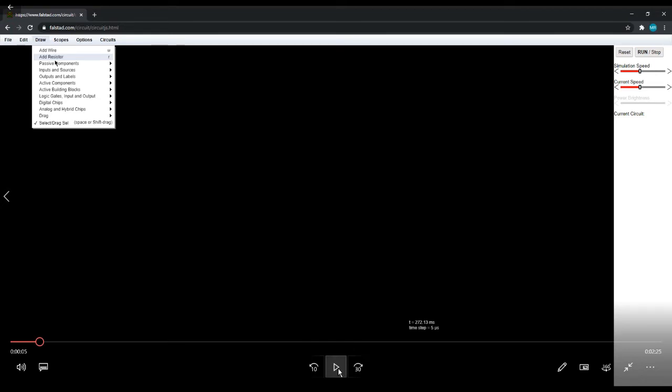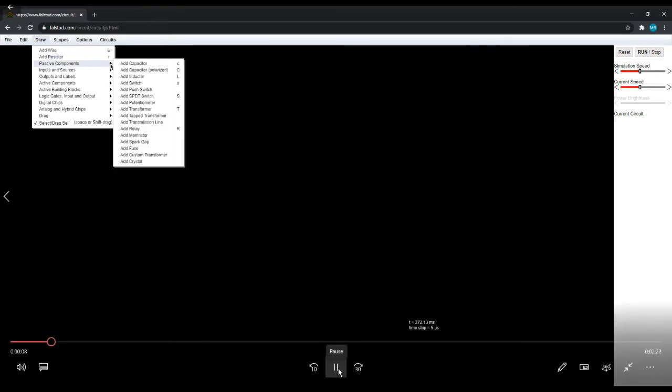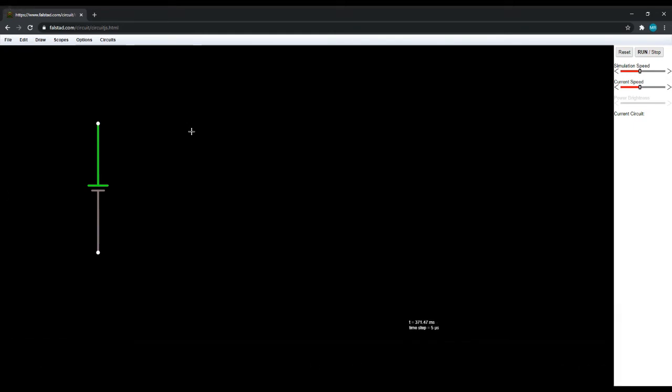So what we have to do, if you enter Voltstat, it will have the black background. So how to use it? We just go to Draw and then go to Inputs and Sources, and we go to Add Voltage for 2 terminal, and then we're going to draw the voltage source and add resistor.